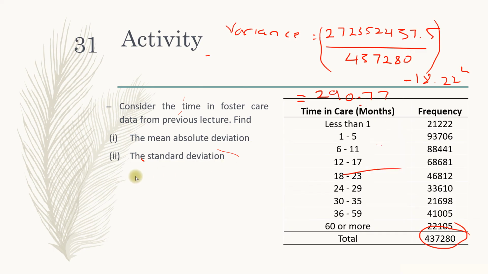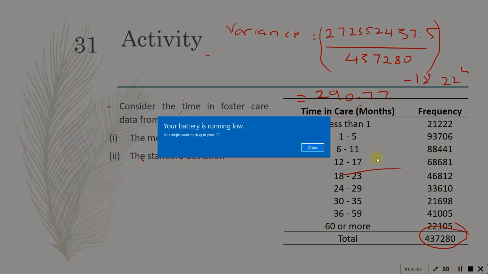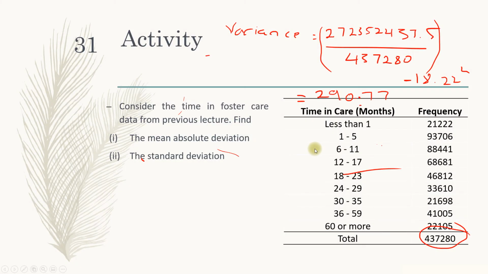290.77. So that is the variance. So the next step is to find the standard deviation. The standard deviation is obtained by taking the root of the variance, and you get the value that you are looking for, the square root of the variance.